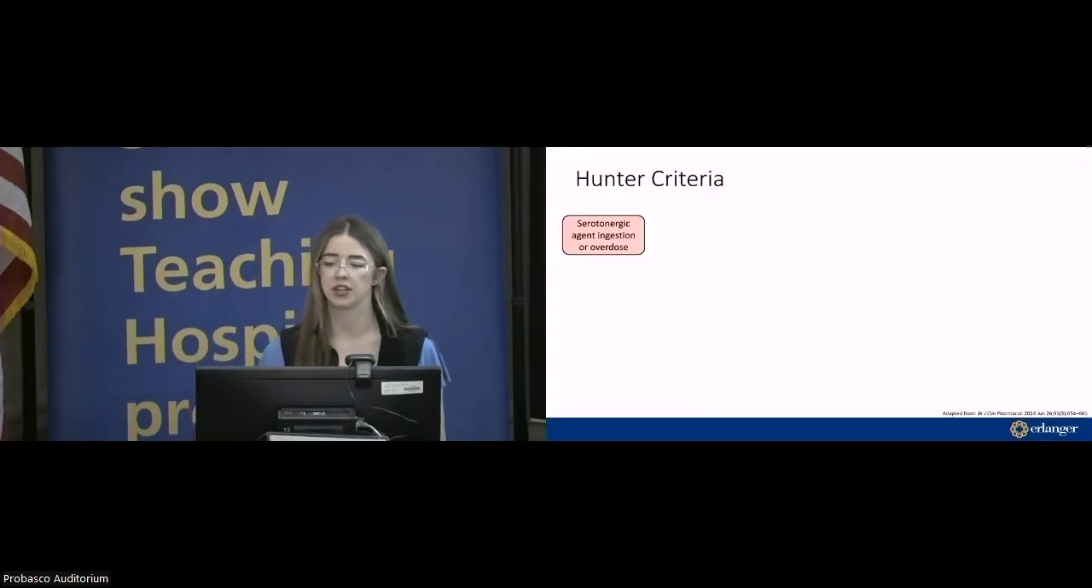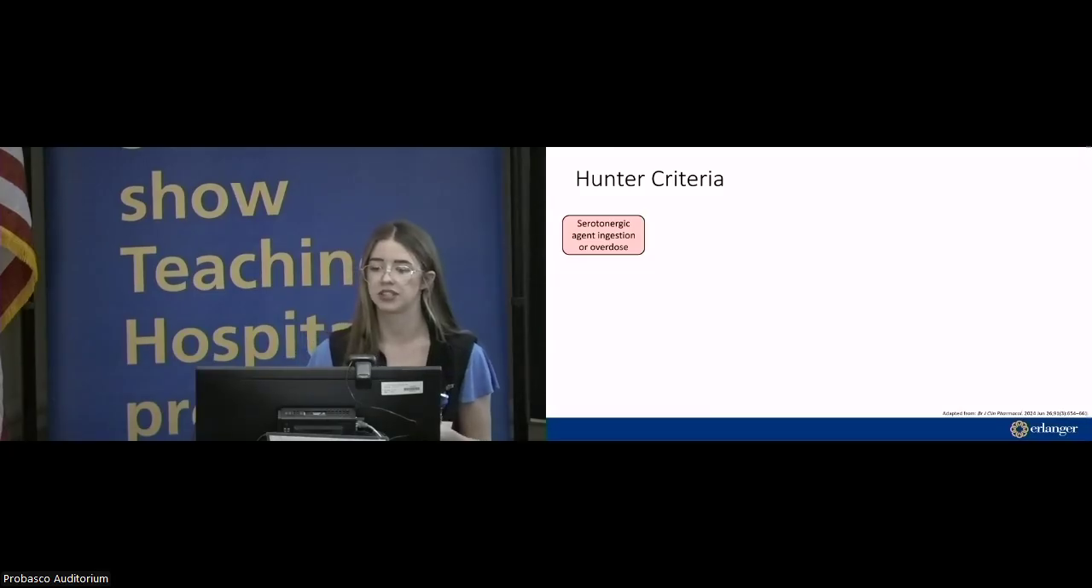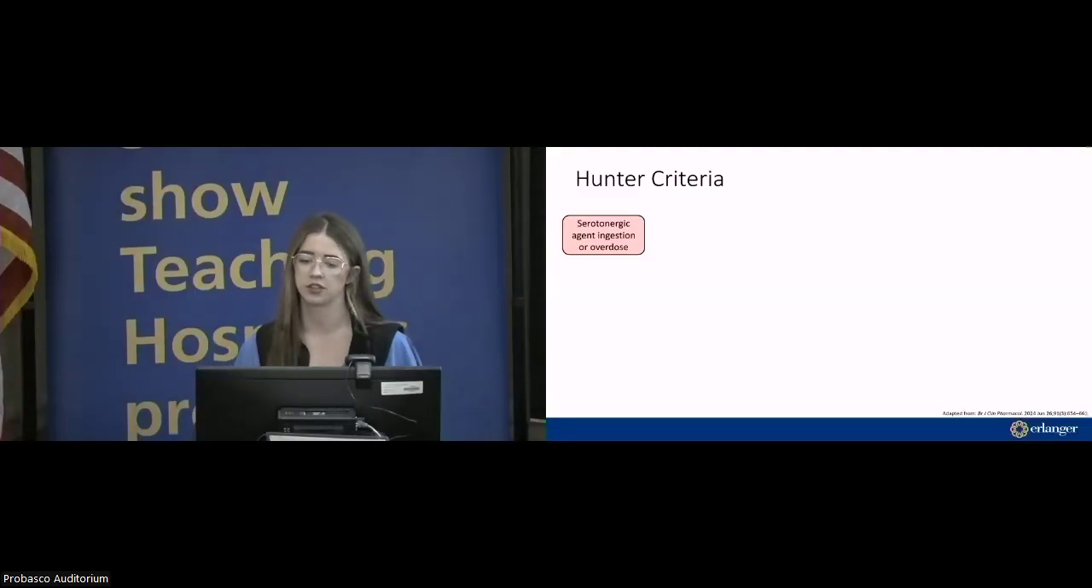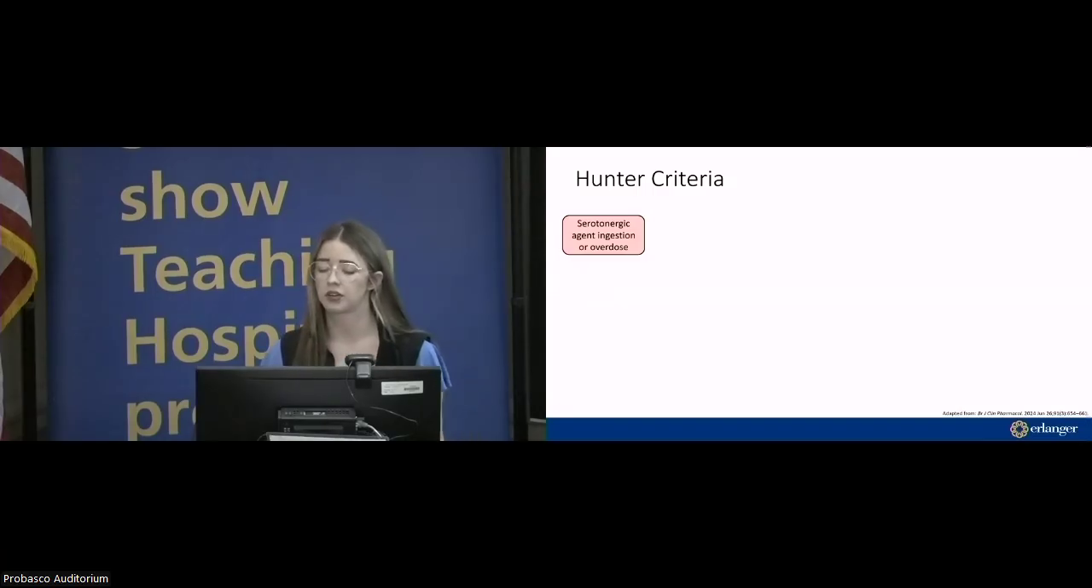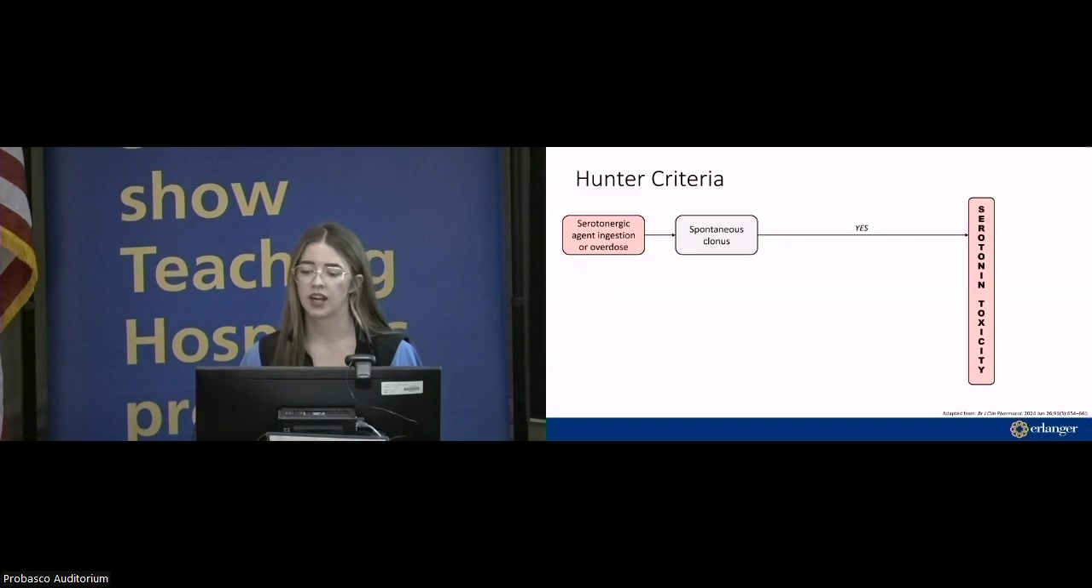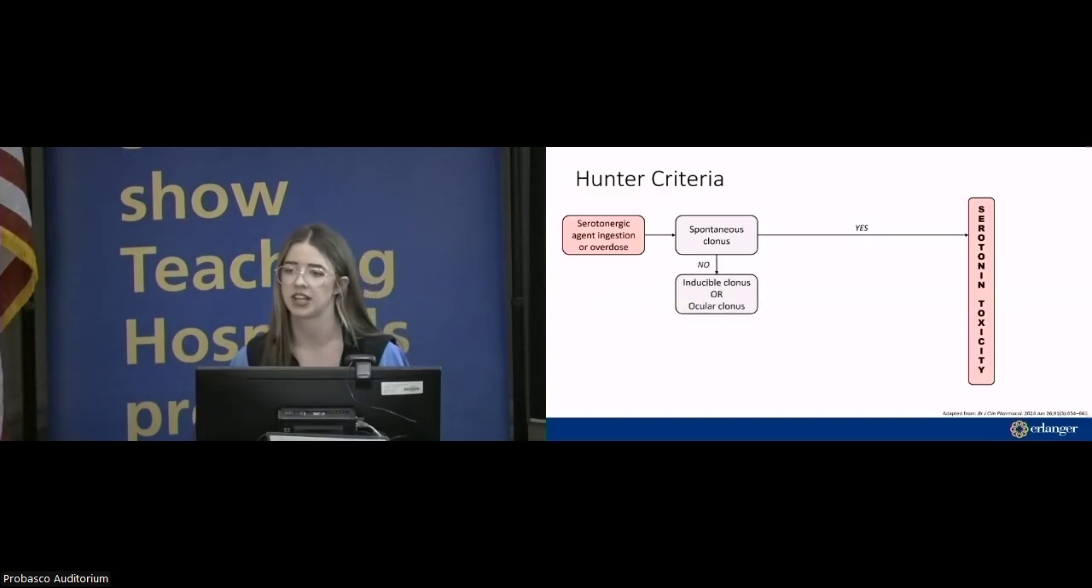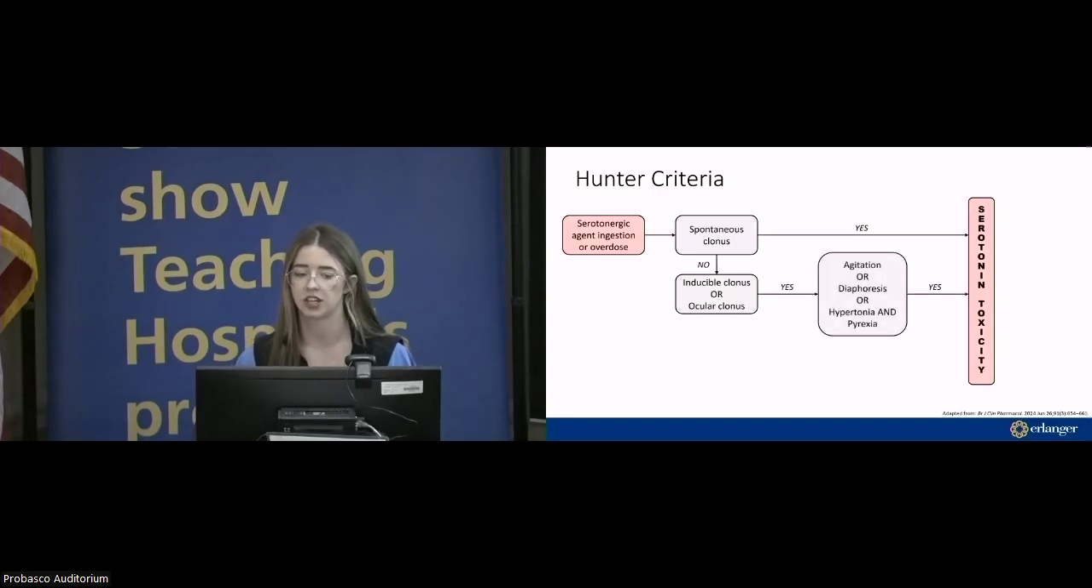The Hunter serotonin toxicity criteria is the most widely used diagnostic tool for serotonin syndrome. First, there must be a history of serotonergic agent ingestion or overdose. From there, the algorithm focuses heavily on clonus and hyperreflexia. Spontaneous clonus alone is sufficient to diagnose serotonin syndrome. Or if the patient does not have spontaneous clonus, inducible or ocular clonus in combination with agitation, diaphoresis, or hypertonia plus fever can also diagnose serotonin syndrome.